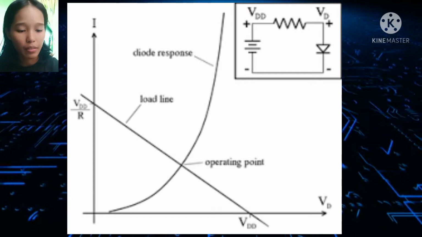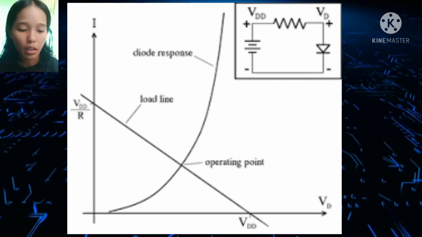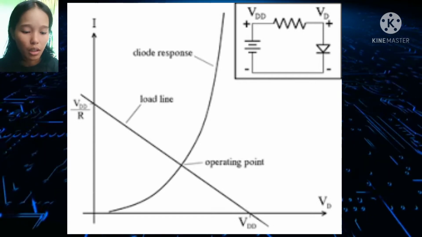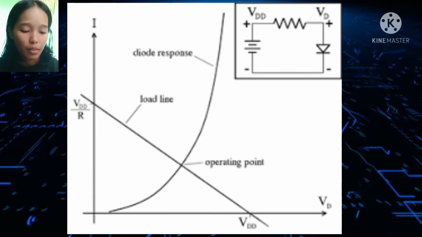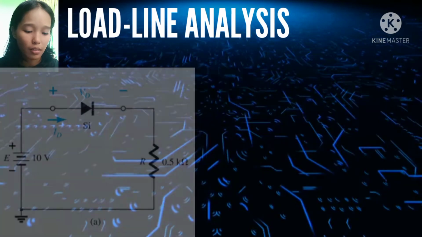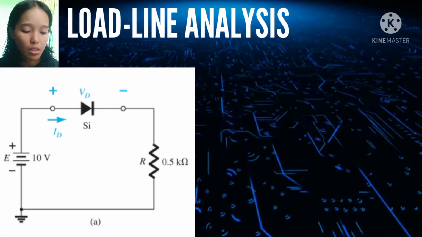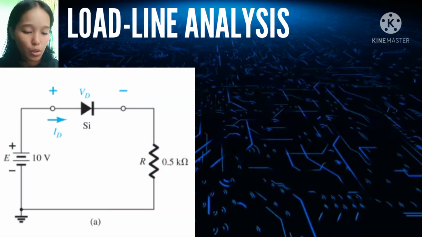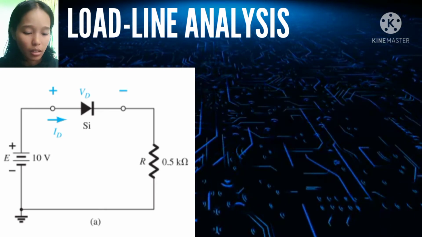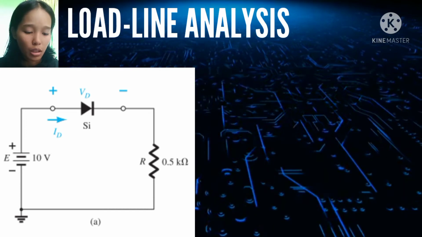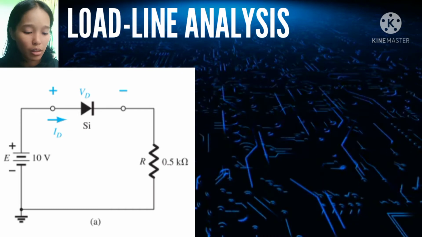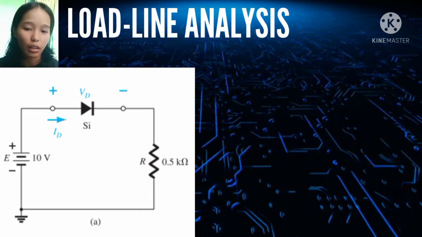To determine the intersection in the load line, we first apply KVL, or Kirchhoff's voltage law, in the clockwise direction. For example, what if we are tasked to find the VDQ and the IDQ of this circuit, where we use a silicon diode equivalent to 0.7 volts, our external voltage is 10 volts, and our resistor is 0.5 kilo ohms.